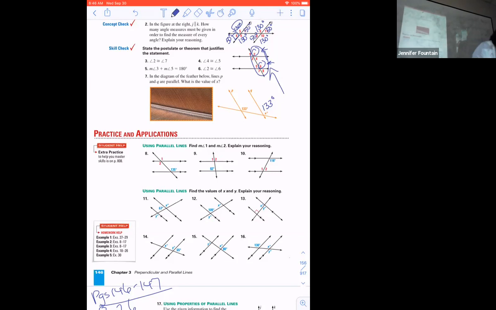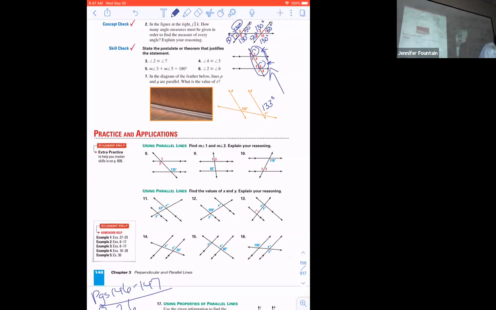Okay, let's move on to number 12. The directions say to find the values of X and Y and explain your reasoning. So number 12, we see that we have an angle of 109 degrees, and then we have to figure out X and Y. So what did you find that X is in number 12? 71, and how did you find that? Consecutive interior angles tells me that when I have 2 interior angles, if I add them together, they equal 180 degrees. What does X equal?